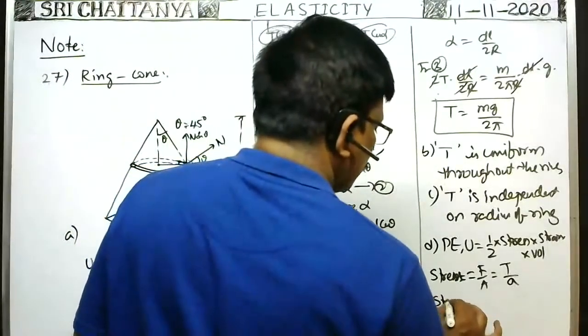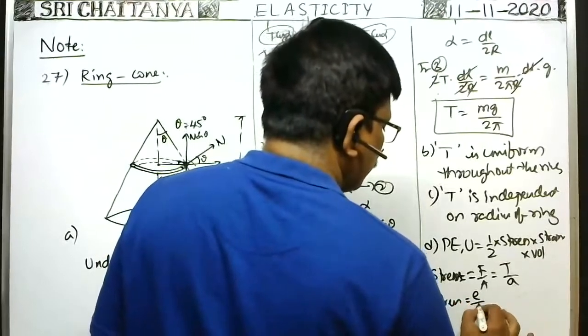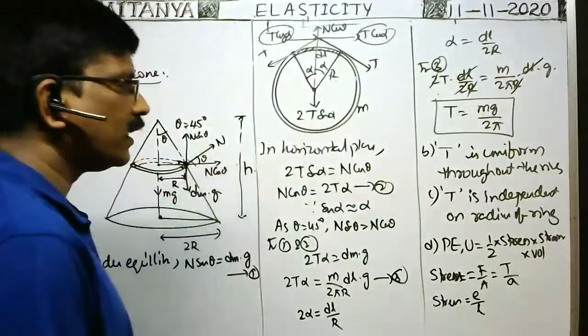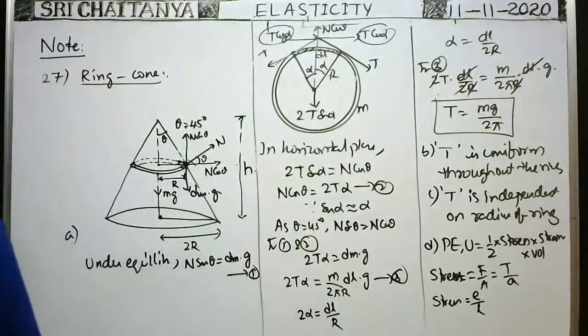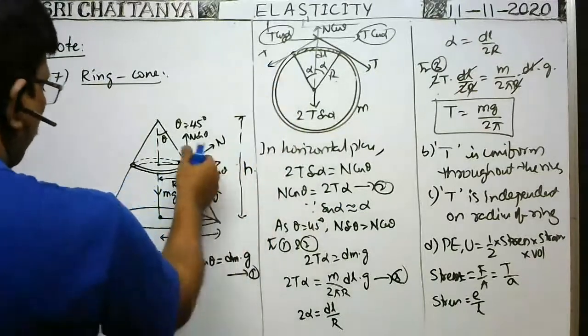Strain is equal to elongation by the original length of the wire. Now, what is the elongation of the wire? We have to find the elongation of the ring. How much is it?